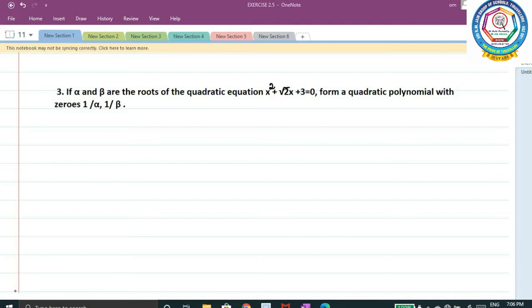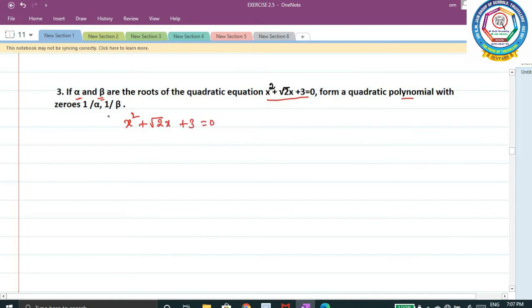Sum number 3. If alpha and beta are the roots of the quadratic equation x square plus root 2 x plus 3 equal to 0, form a quadratic polynomial with zeros 1 by alpha and 1 by beta. Here the quadratic equation is given, and alpha and beta are the roots of this equation. Here the zeros are given, we have to make a quadratic polynomial. So what is the equation given? x square plus root 2x plus 3 equal to 0.